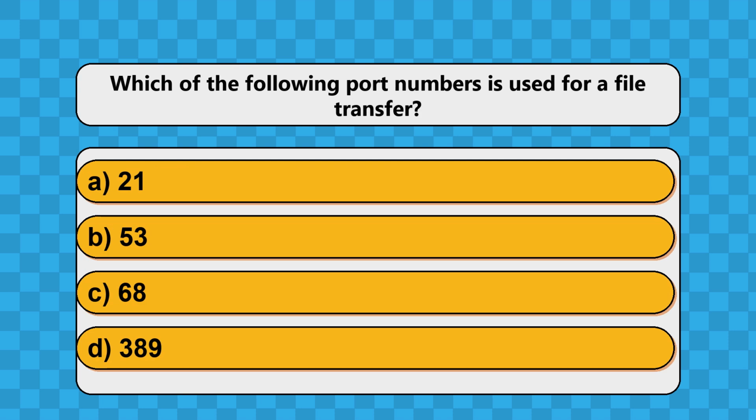Question 70. Which of the following port numbers is used for a file transfer? Option A, 21. Option B, 53. Option C, 68. Option D, 389.